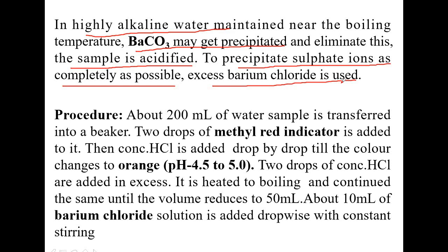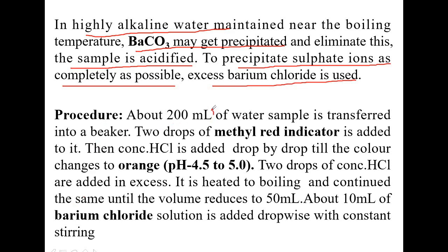So points to be remembered: barium sulfate precipitation is carried out by using the precipitating agent, that is barium chloride. Barium chloride reacts with the sulfate ions present in the water sample, and all the sulfate ions are quantitatively precipitated as barium sulfate. The water should not be alkaline. If water is alkaline, then near the boiling point temperature, barium carbonate may also get precipitated. To avoid this, the sample has to be acidified and the solution has to be kept near the boiling point, and to make the sulfate ions precipitate as completely as possible, excess barium chloride is used. Now moving on to the procedure.